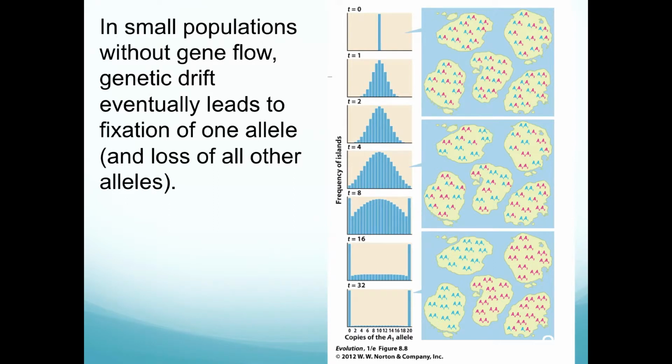And this is what happens in small populations that are not connected by gene flow. You can start off with a bunch of well-mixed heterozygous populations, and as time goes by, they will tend to get fixed for one allele or for the other allele. And so these two populations are completely genetically different from each other, not because of natural selection, but simply due to genetic drift.